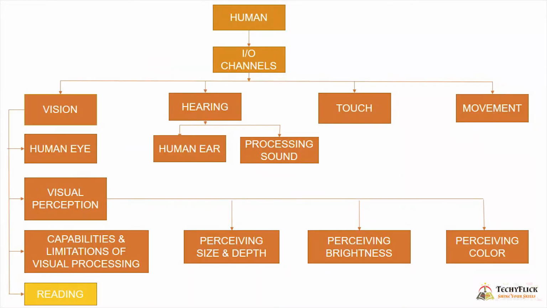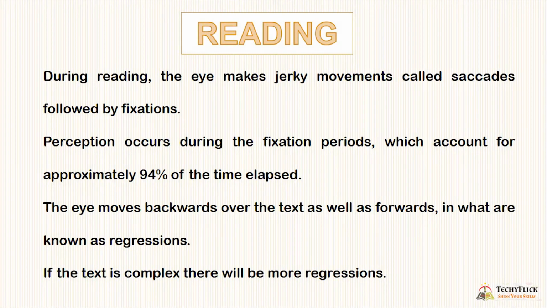Okay, next, the last topic in vision is reading. During reading, the eye makes jerky movements called saccades followed by fixations. Perception occurs during the fixation periods, which account for approximately 94% of the time elapsed. The eye moves backward over the text as well as forwards in what are known as regressions. If the text is complex, there will be more regressions.